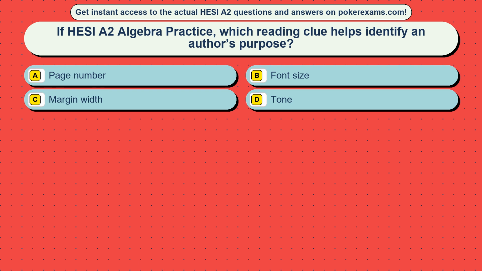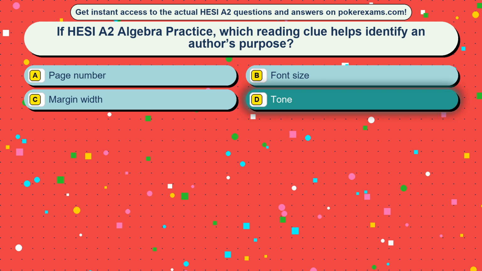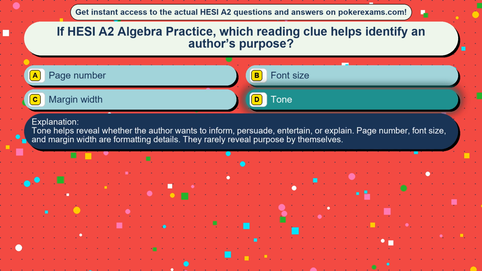Question 50. If HESI A2 algebra practice, which reading clue helps identify an author's purpose? Option A, page number. Option B, font size. Option C, margin width. Option D, tone. The correct answer is option D, tone. Tone helps reveal whether the author wants to inform, persuade, entertain, or explain. Page number, font size, and margin width are formatting details. They rarely reveal purpose by themselves.